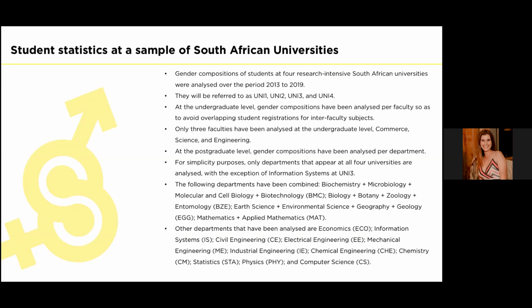Only 3 faculties have been analysed at the undergraduate level, which is commerce, science, and engineering. It should also be noted, however, that University 1 does not have an engineering faculty, and therefore comparative studies for this faculty will be between the other 3.